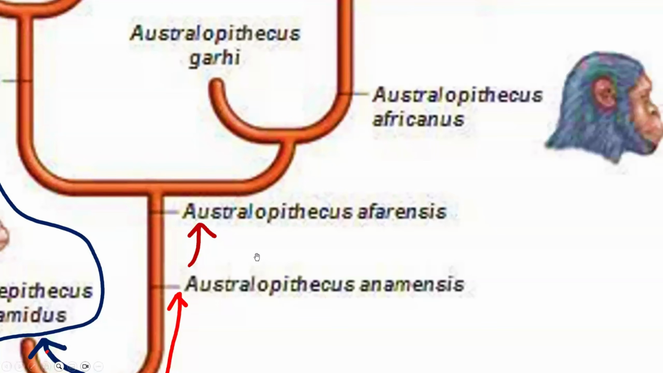If you can see the words properly, we have got Australopithecus afarensis here, and then we have got Australopithecus anamensis. How do they relate with one another? Anyone to give me a logical explanation of how they relate? Is it because they have a common ancestor?